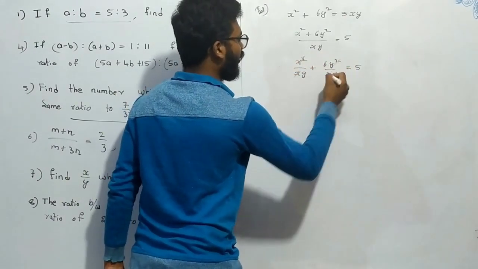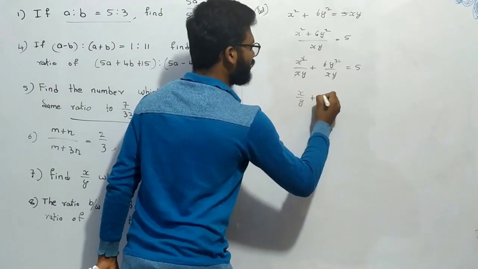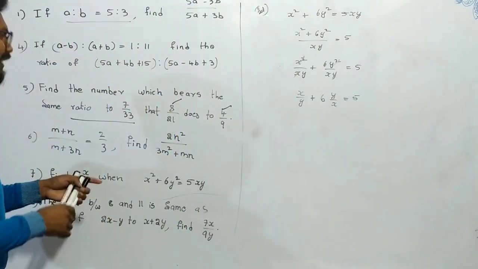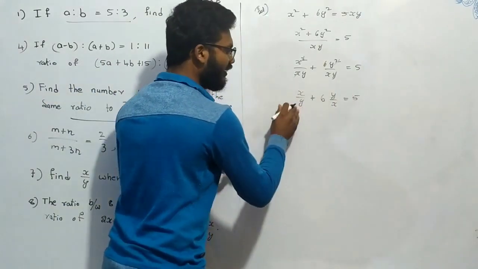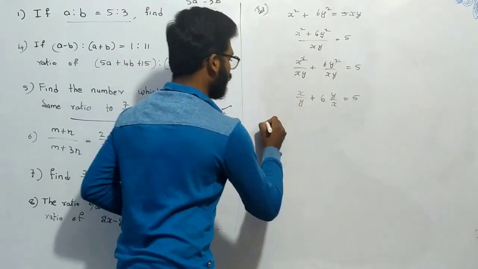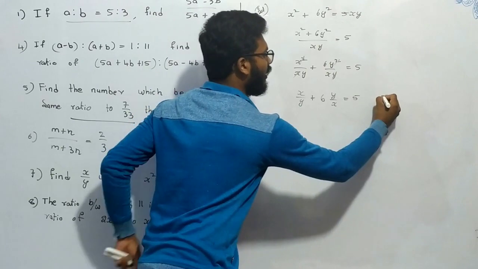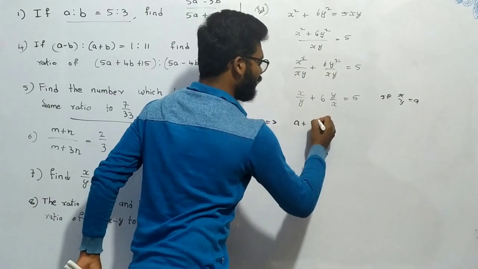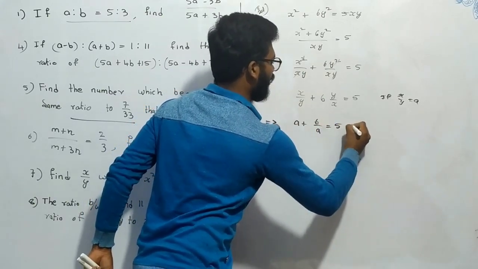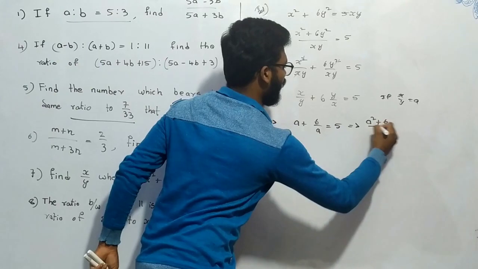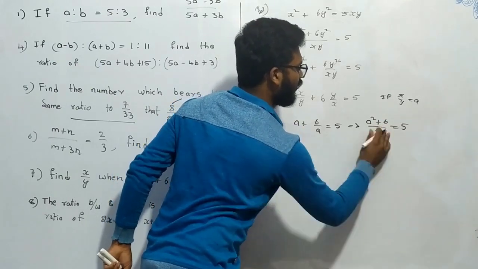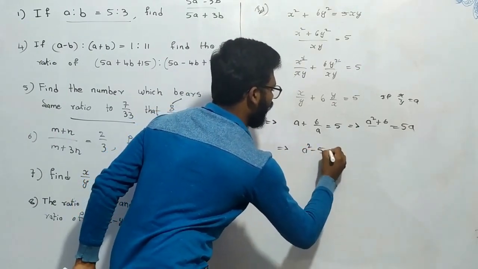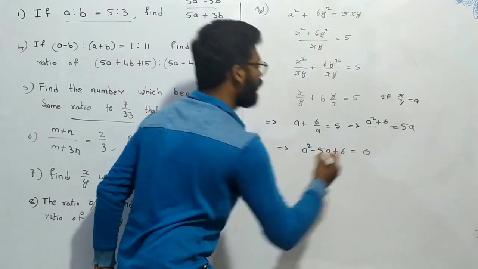So 1x and 1x, 1y and 1y. So x by y plus 6 into y by x is equal to 5. But we have to find x by y, right? So here it is x by y and this is its reciprocal. So let x by y equal to a. If x by y equal to a, then what it will become? a plus 6 by a equal to 5. That implies a square plus 6 by a equal to 5. So if it goes that side, a square plus 6 is equal to 5a. That implies a square minus 5a plus 6 is equal to 0.